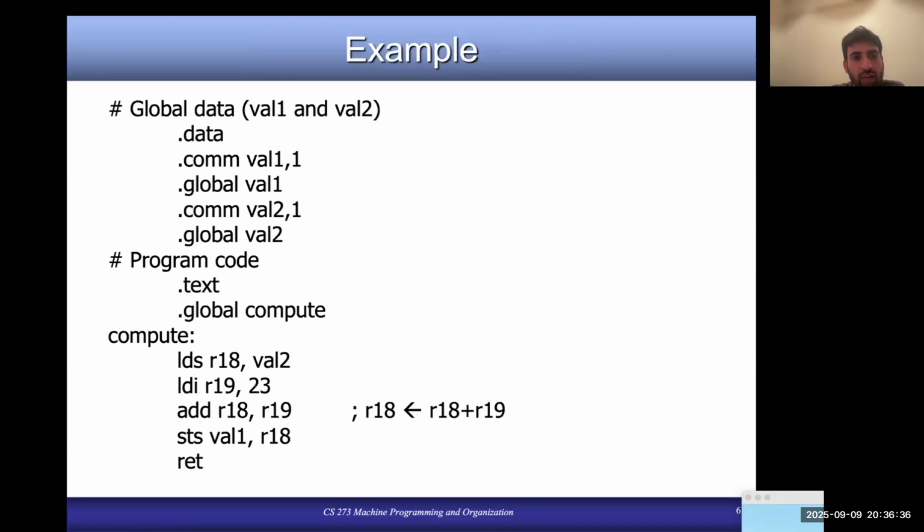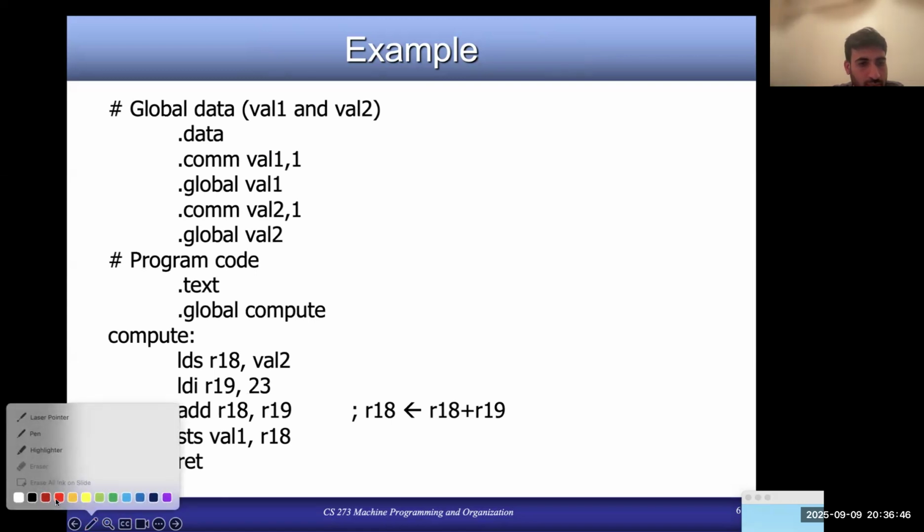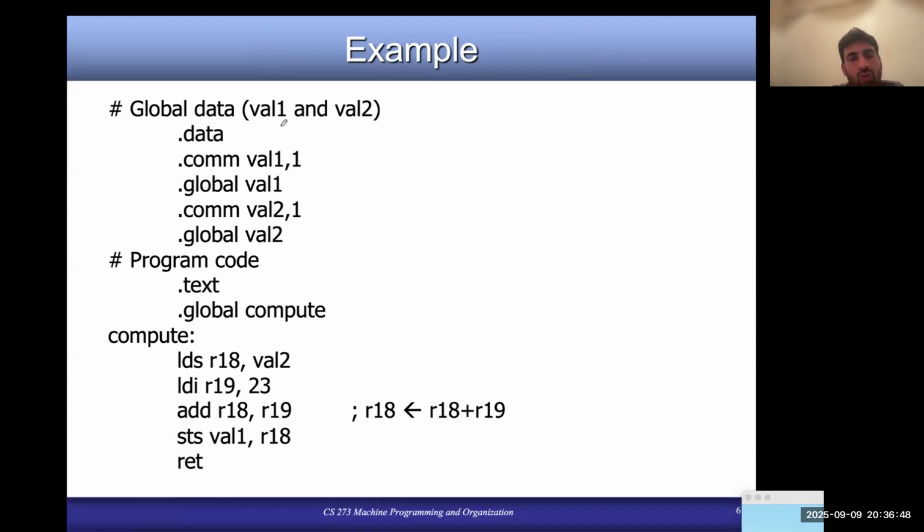Okay, so here we have an example. Let's say we have this assembly file and we want to define some global data, right? Let's say we want to define the global values val1 and val2. So .data is me telling the assembler that whatever I write after this directive, it should put in the data memory.